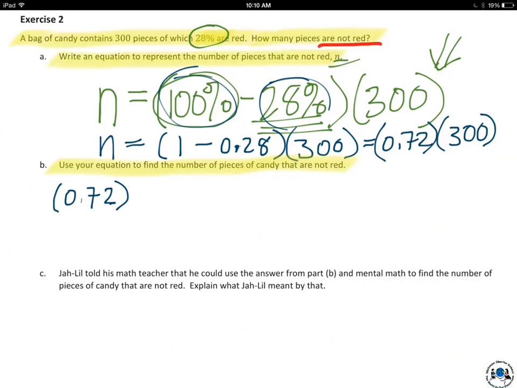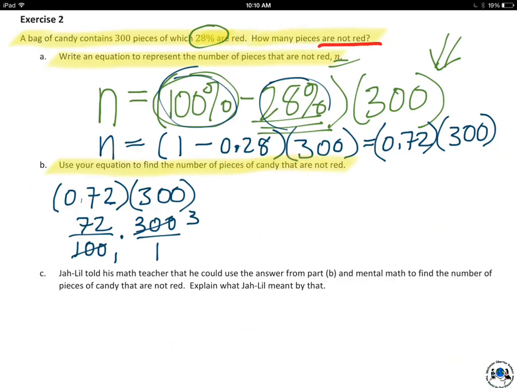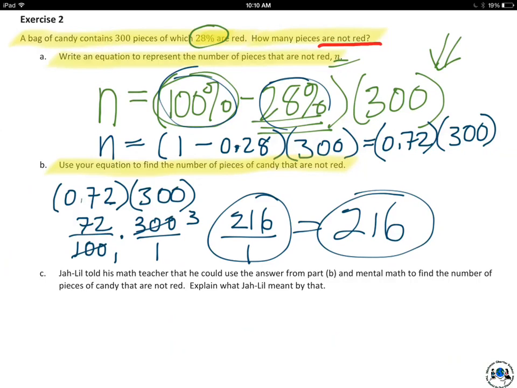Now I can go ahead and I can multiply this using my calculator, or I could change this again into fractions, which are so useful in this case. Okay. 72 over 100, same as 72 hundredths. From above, do my cross canceling again, and then this is going to be 216 over 1, which of course equals 216. So 216 pieces are not red. All right, and I could compare that, since these are the same numbers, by adding the not red to the red, which is the answer we got in the prior problem. And that is indeed 300.